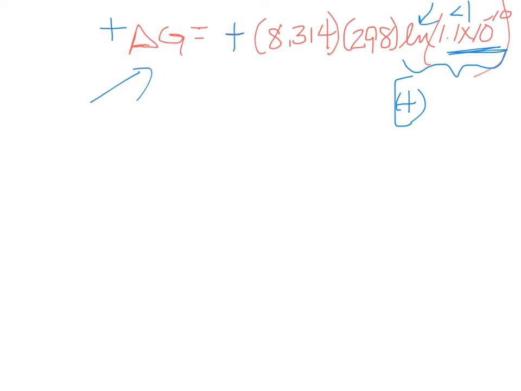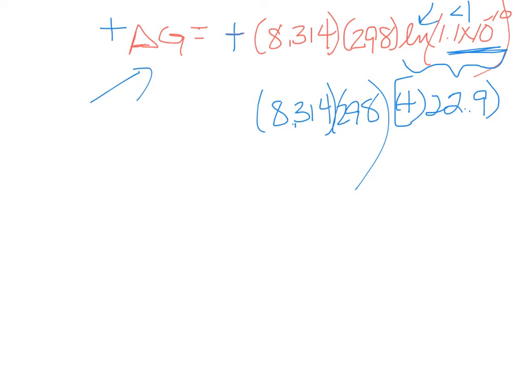So what is the natural log of 1.1 times 10 to the minus 10? It is minus 22.9. All right, so I just wanted to point out that before I complete the calculation. And then when you multiply those all together, you get that the free energy for this is 56.8 kilojoules.